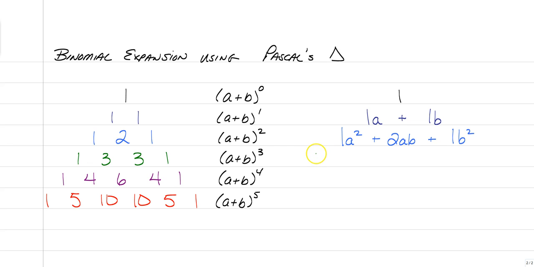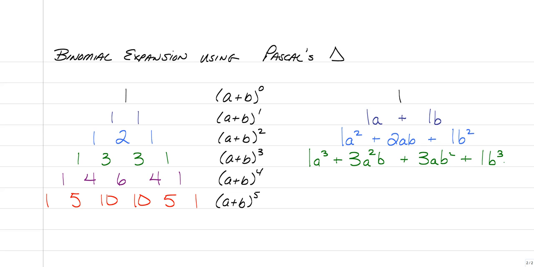So this one would give you 1a cubed, plus your next term is 3a squared b, and then you would have plus 3a, see we're going down one exponent per a, and this is b squared, plus 1b cubed. Now that sounds like it's pretty complicated.